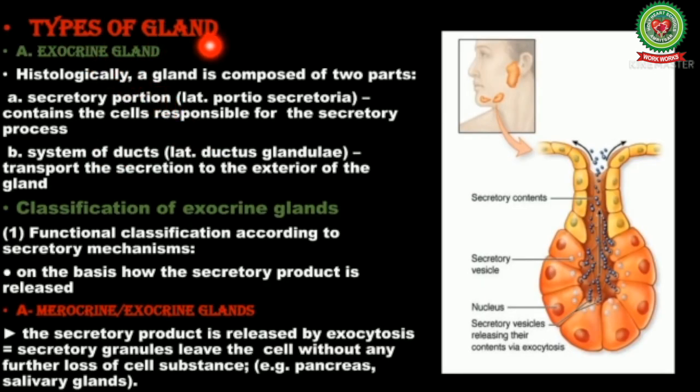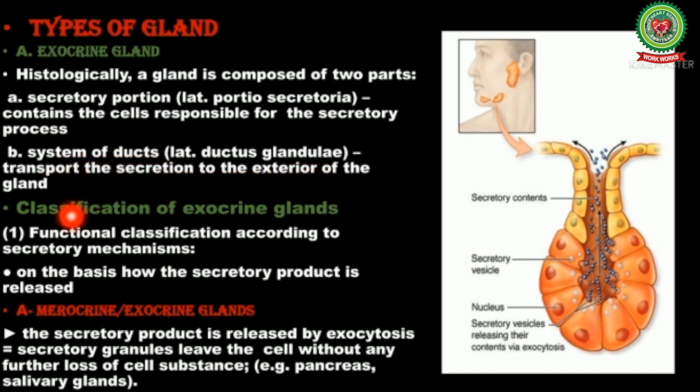Types of glands. Glands are basically classified into two main categories: exocrine glands and endocrine glands. Exocrine glands are the glands that pour their secretions onto the epithelial surface directly through ducts. These glands are also known as externally secreting glands or glands with duct. Histologically, a gland is composed of two parts: a secretory portion that contains the cells responsible for the secretory process, and a system of ducts that helps to transport the secretion to the exterior of the gland.